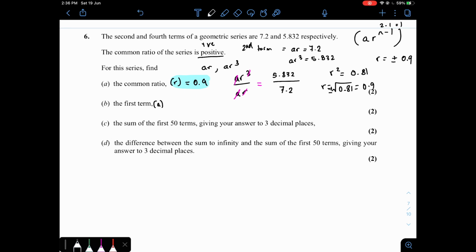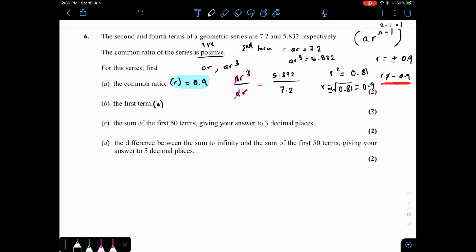And so R does not equal minus 0.9. That's also very important. It does not equal that, because in the question it says it's positive. So how do you find the first term? We can easily find it now because we know what R is.